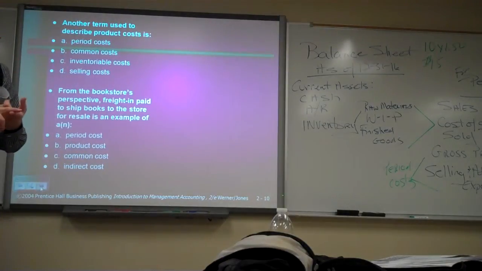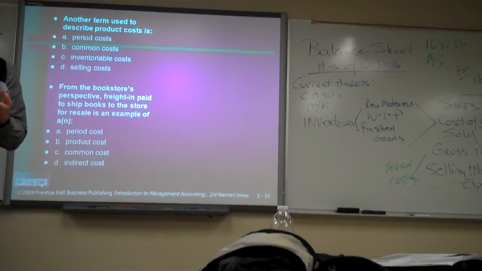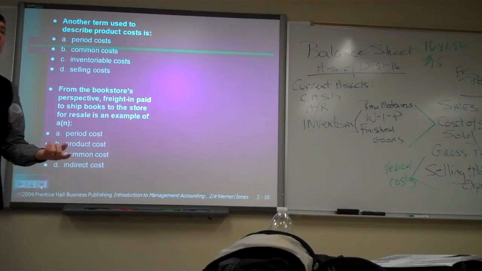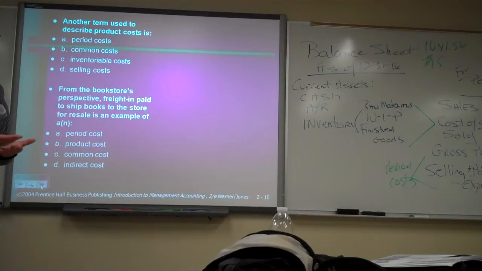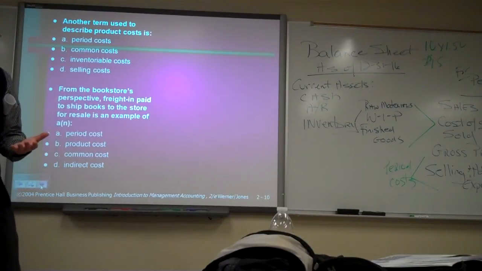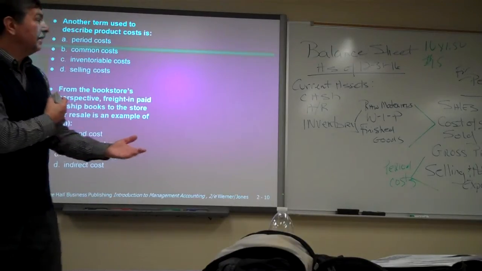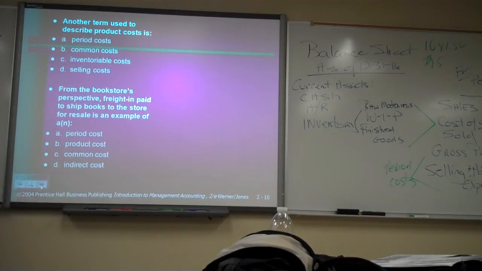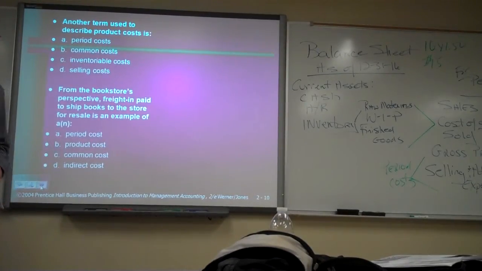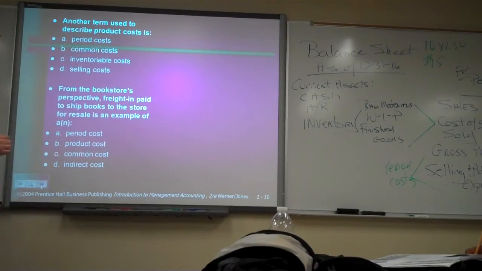Now think about the cost of the product that you're buying, and if you have to pay freight to get it here, that's part of the cost of the asset. If you have to pay insurance while it's getting here, that's part of the cost of the inventory. So whatever it takes to get that asset ready is part of the cost of the inventory. From the bookstore's perspective, freight in paid to ship books to the store is an example of a product cost, because we couldn't get them unless we paid to get them here. So that's part of the inventory, part of the product cost.